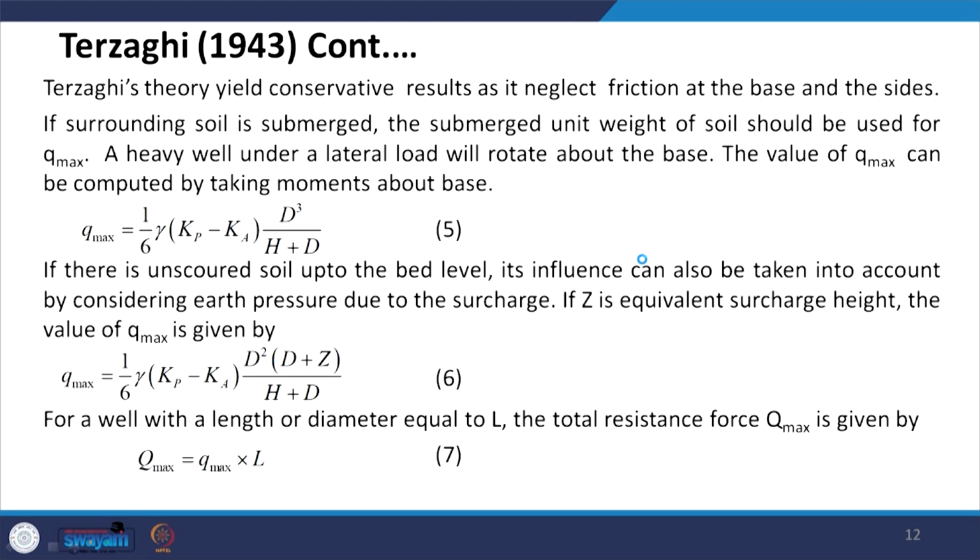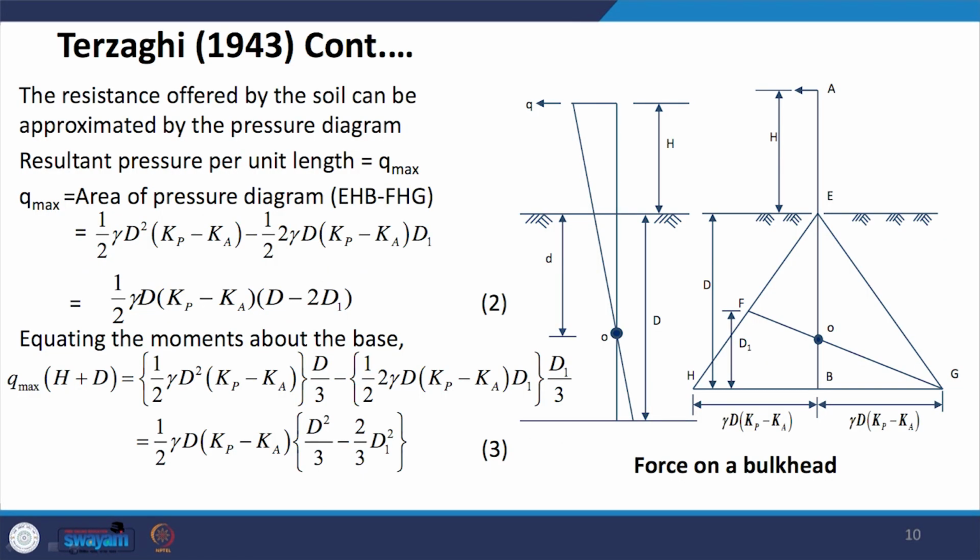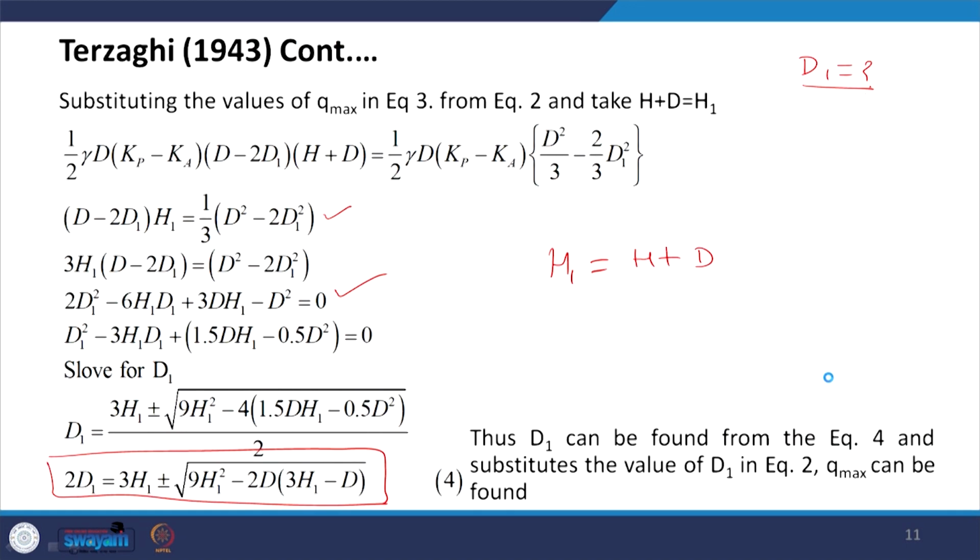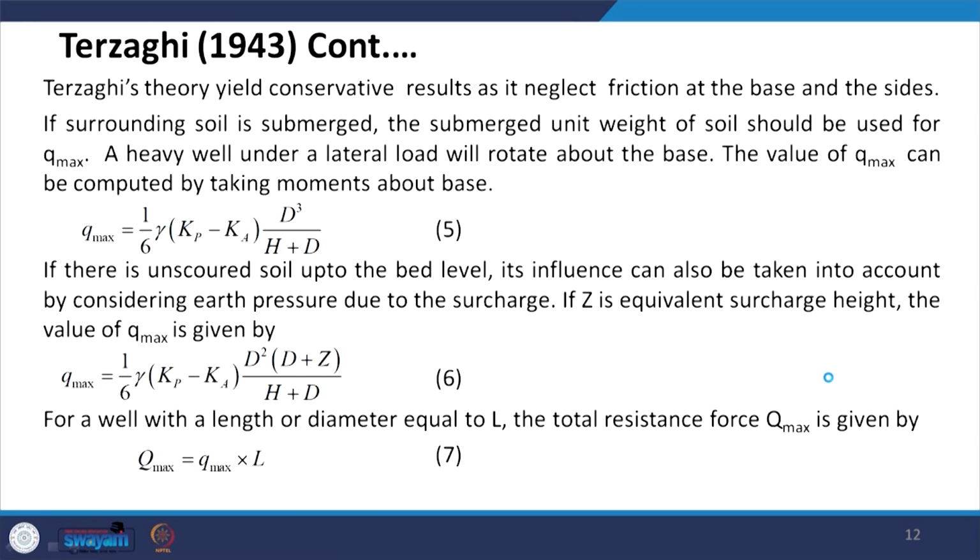So, if the point of rotation is at point B instead of point O, then Qmax can be obtained directly from equation 5. There could also be scoured soil depth up to the bed level, and its influence can be taken into account by considering earth pressure due to surcharge. If Z is the equivalent surcharge height due to the scoured soil depth, then this Z should be added in equation 5 to get the value of Qmax.